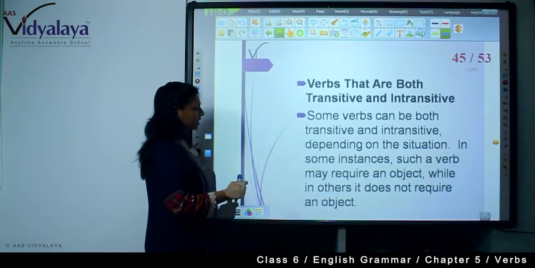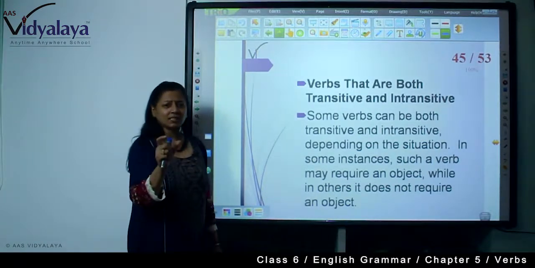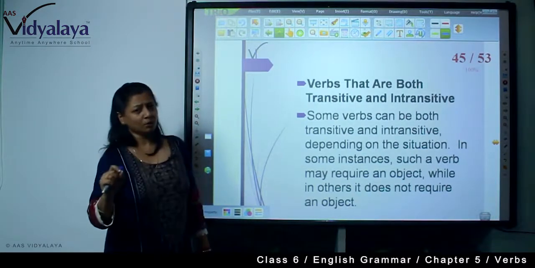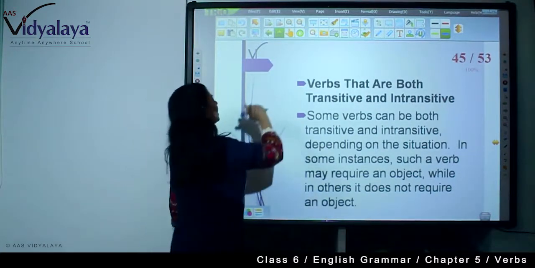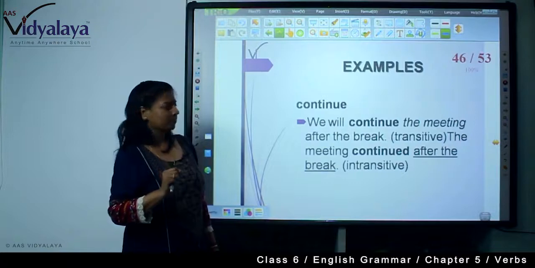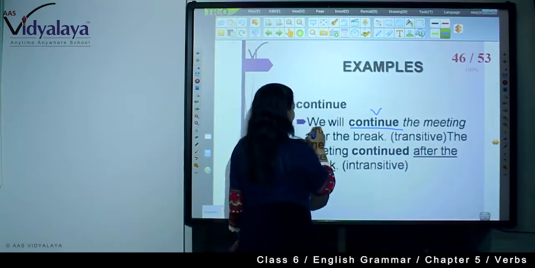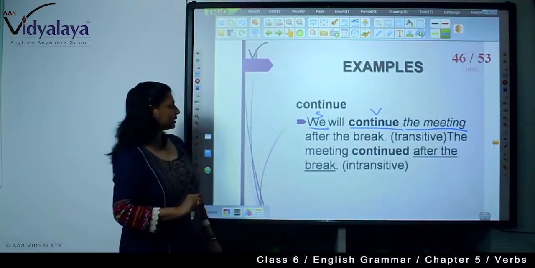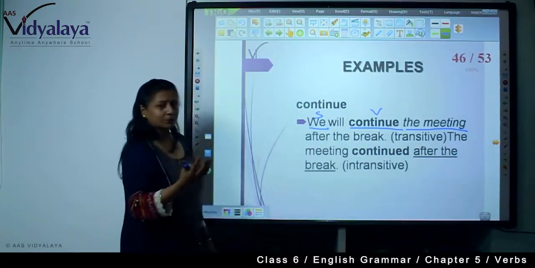Such a verb may require an object in some sentences, while in others it does not require an object. When the verb has an object, it is transitive. When it doesn't have an object, it is intransitive. So there are some verbs which sometimes require an object, sometimes don't. For example, continue. We will continue the meeting after the break. What will be continued? The meeting will be continued. So this is transitive because the action is passed to the object, right?